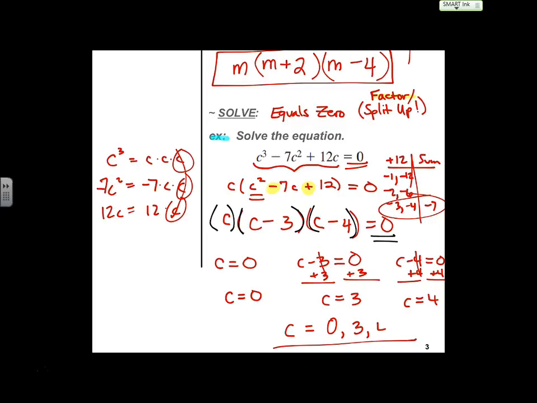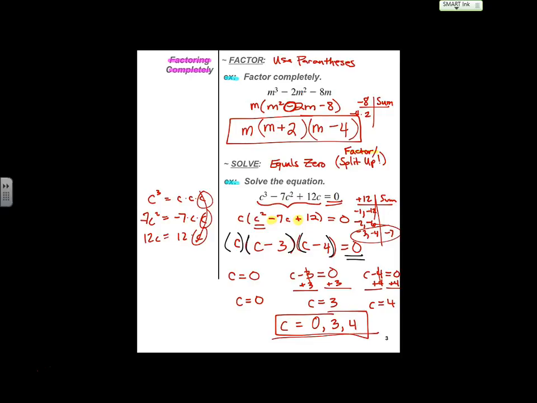0, 3, 4. It's one answer, but how many pieces are there to it? 3. Why? How many factors were there? 3. How do I know to do this whole equal 0 thing? It has a 0. If you put C equals, that's still okay. You can say C equals 0, C equals 3, C equals 4. So whenever there are enough factors, how many factors there are is how many answers you should have, unless I had C minus 3 and C minus 3, which has the same answer, and we usually would just write it once, not twice.